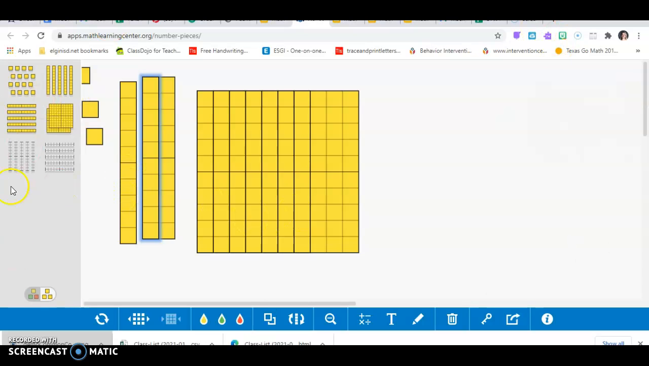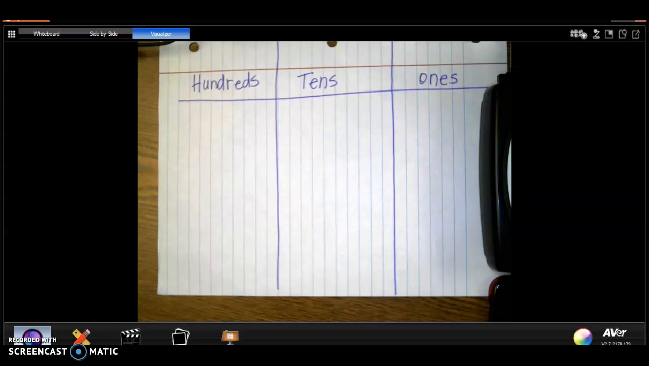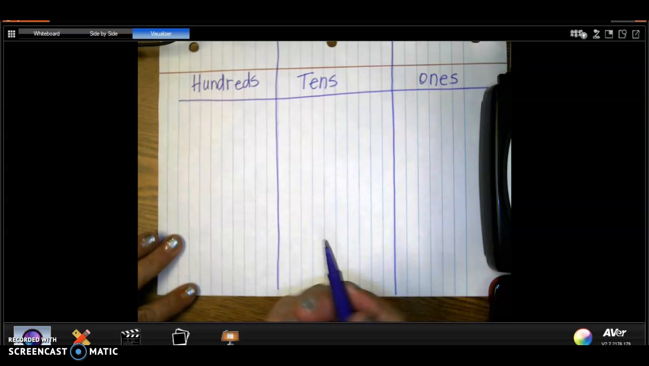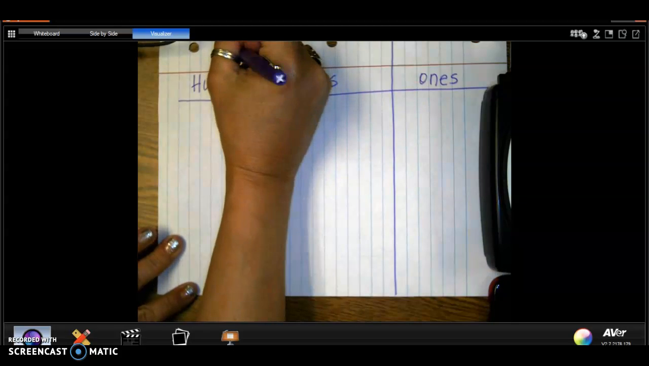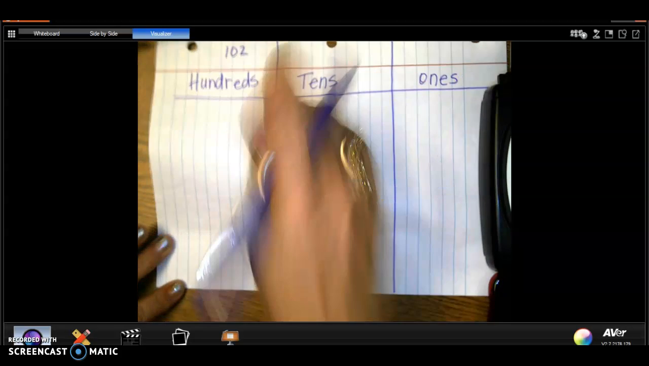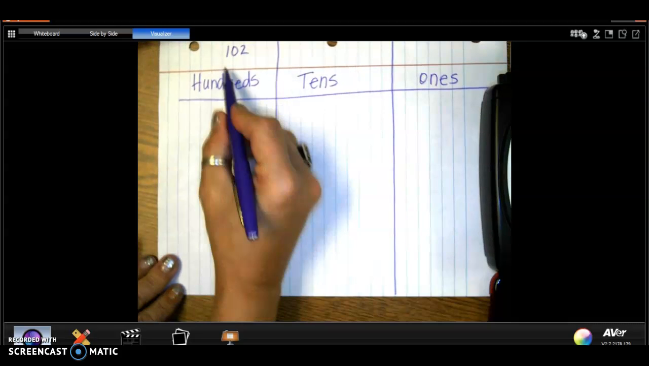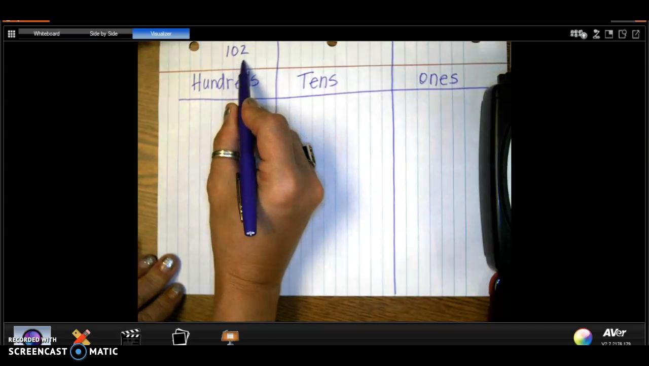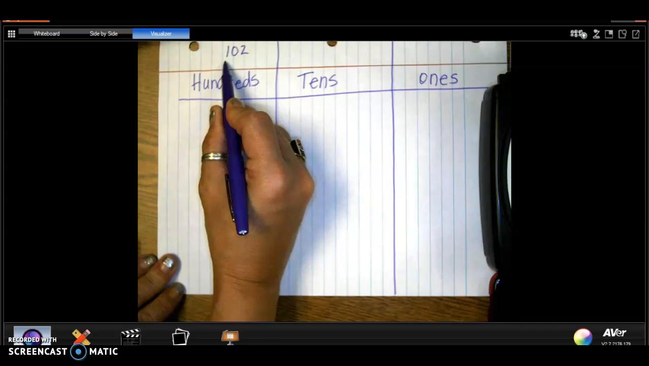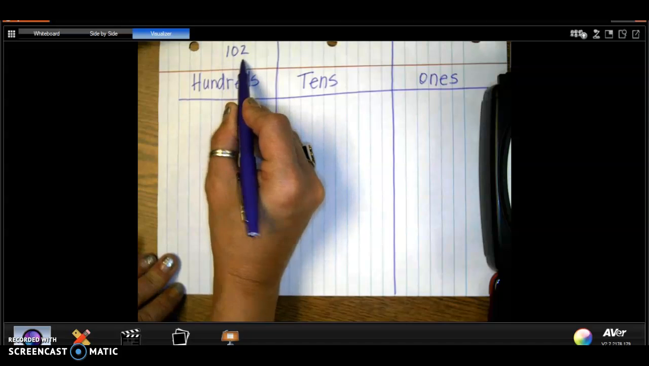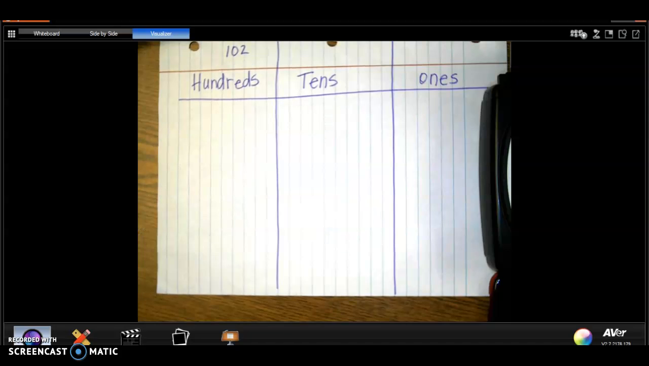And let me switch my screen so I can show you what I'm talking about. I'm going to show you how to make the number 102. This is the number 102. It looks just like that, 102. Say that with me. 102. Okay, we don't say one hundred and two. It's one hundred two. Okay, and I'm going to show you why.